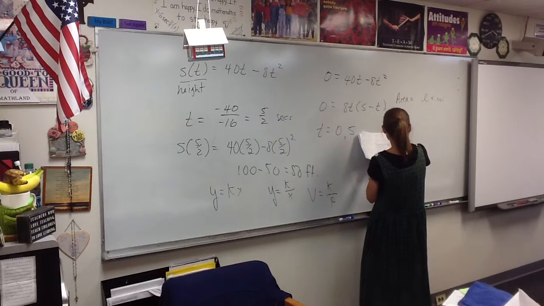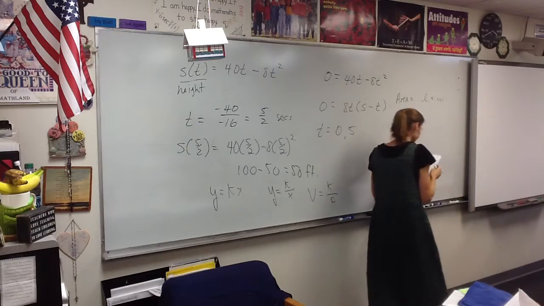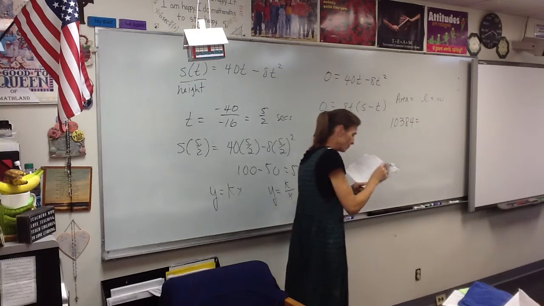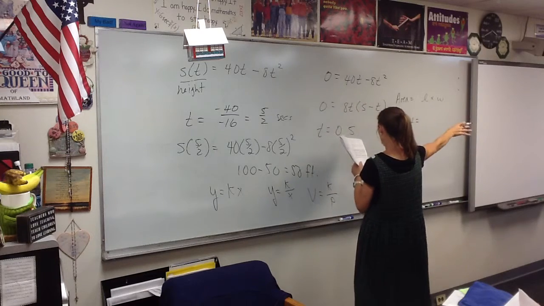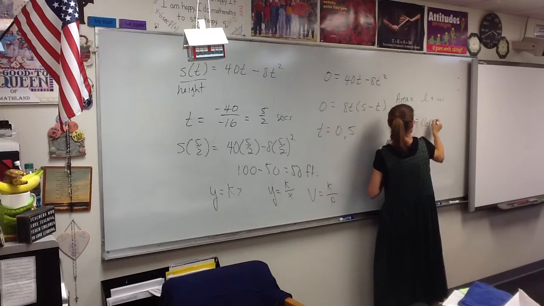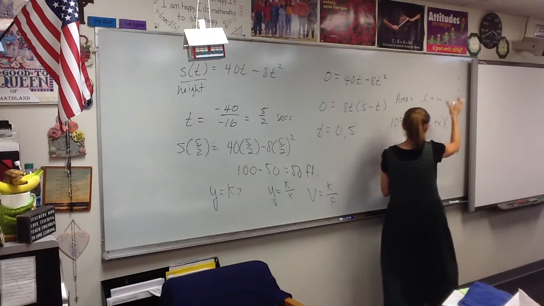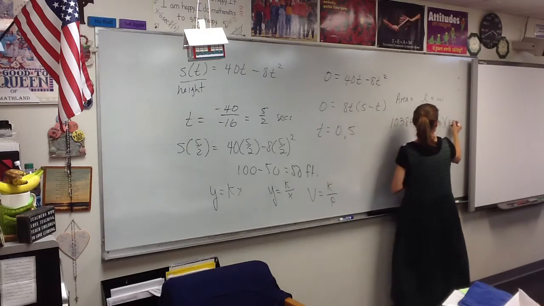And we want our area to be 10384. What's the length of this whole thing, house and yard? 60 plus x. What's the width of the whole thing, house and yard? 30 plus x.